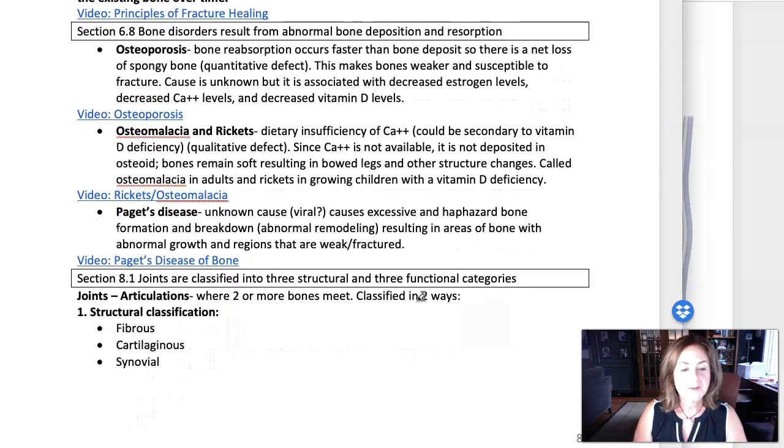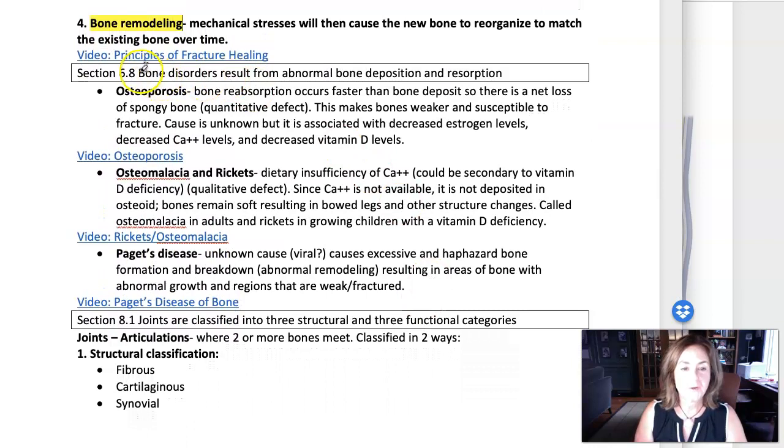So last thing in our notes having to do with bone are some disorders that are on our syllabus. Let's talk a little bit about these. So osteoporosis is, I'm sure you've heard of that, very common, right?